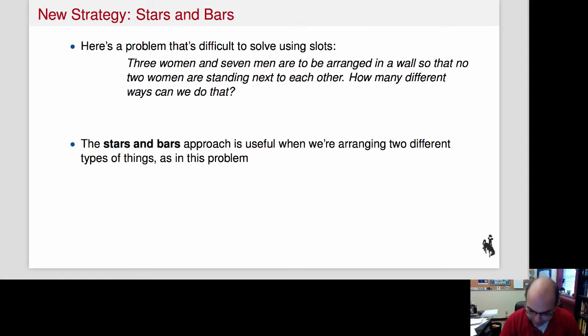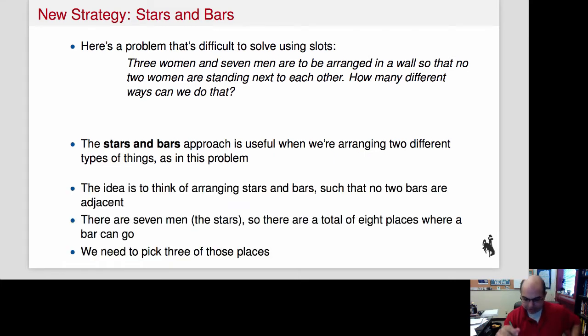So there's a trick that's actually pretty famous and pretty cool for this, and it's called the stars and bars approach. Okay, and you want to start thinking stars and bars when we're arranging two kinds of things. Okay, so the stars and the bars, and here's how we're going to do it. We're going to keep the rule that says that no two bars can be adjacent to each other. Okay, and then the rest of it doesn't matter. Okay, so here's our plan.